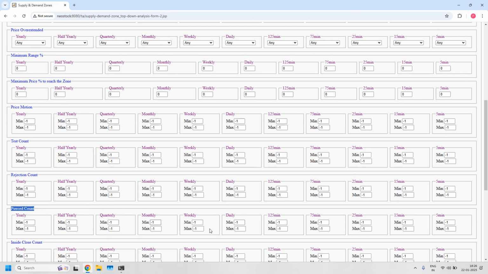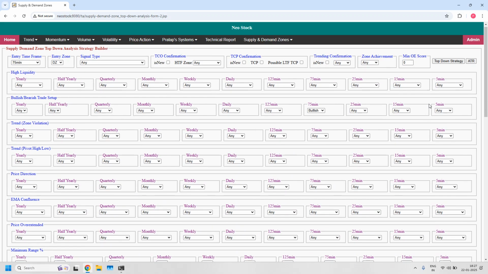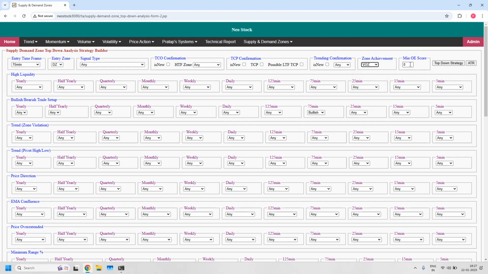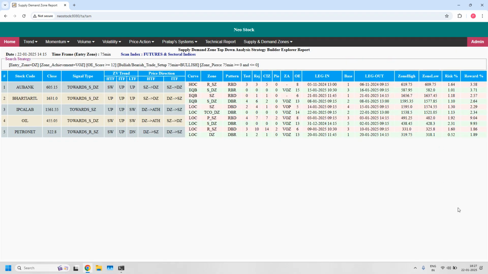So in the pierced count at 75 minutes time frame, I am setting minimum value 0, maximum value 0, zone achievement violated opposing zone, minimum odd enhancer score 12, and all the 3 filters are applied to 75 minutes demand zone. We got 5 stocks. Currently these 5 stocks are supporting bullish trade setup for daily income trade, and entry time frame of these zones are 75 minutes demand zones.